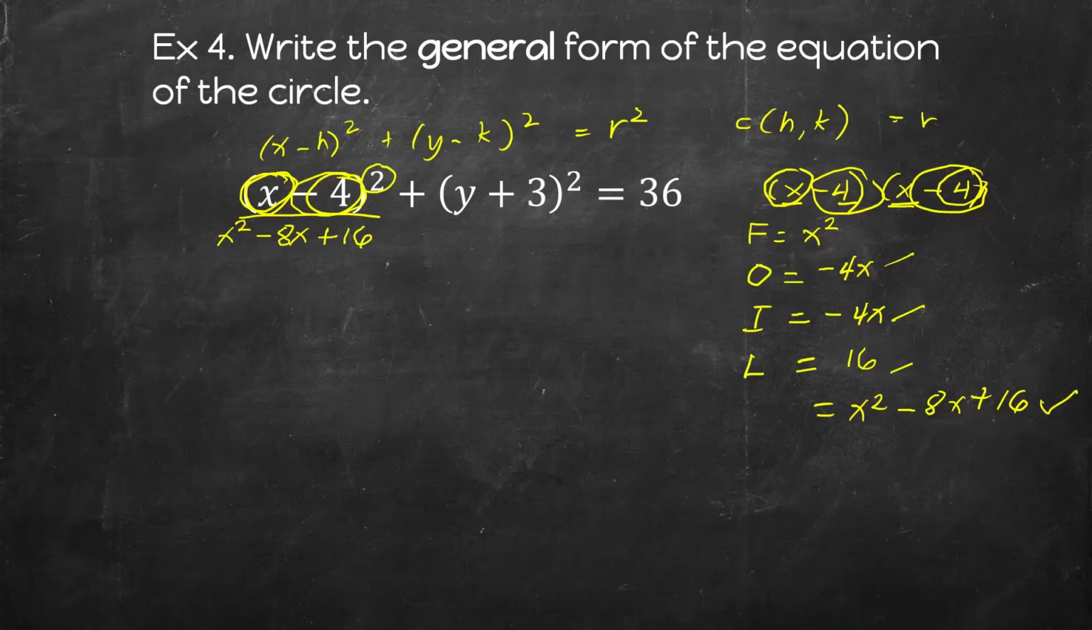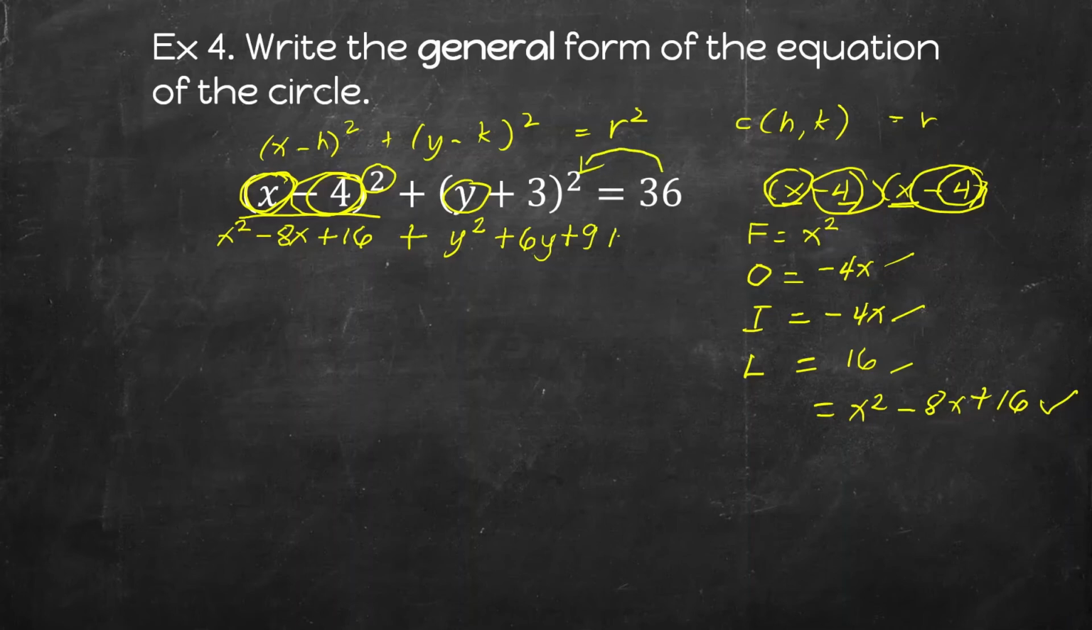Okay. Plus, square mo ngayon tong y squared. Multiply mo yung y kay 3 at 2. Y times 3 is 3y times 2 is positive 6y. Square mo si 3. 3 times 3, we have 9. And then, ilipat mo si 36 dito. Equate mo siya sa 0.